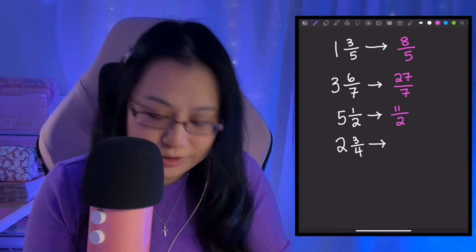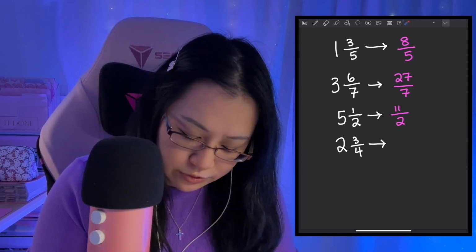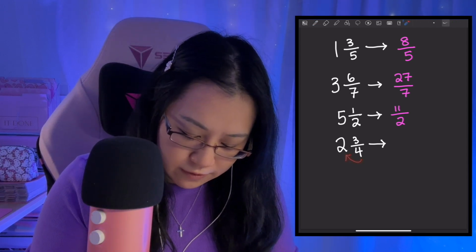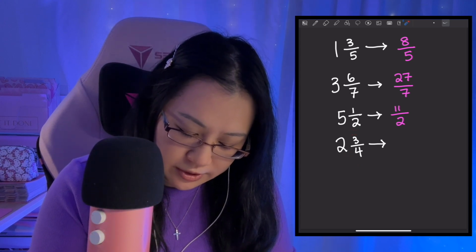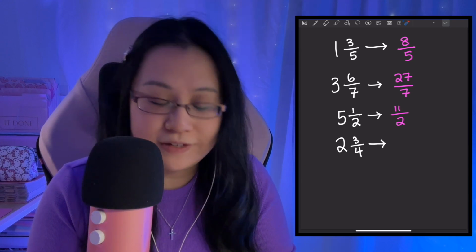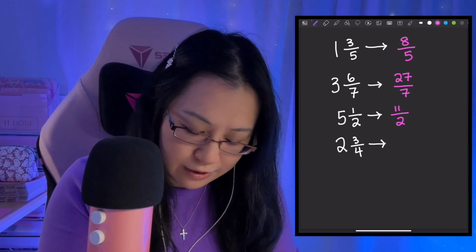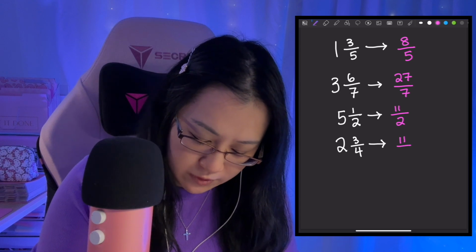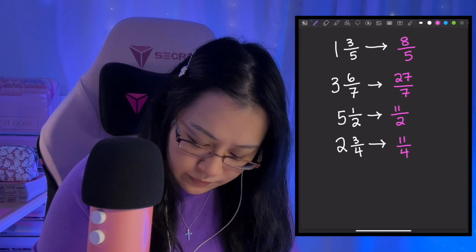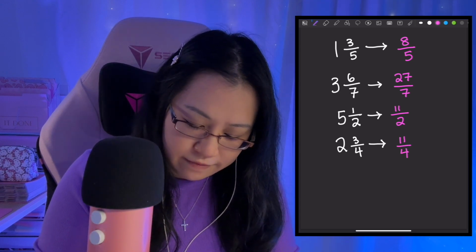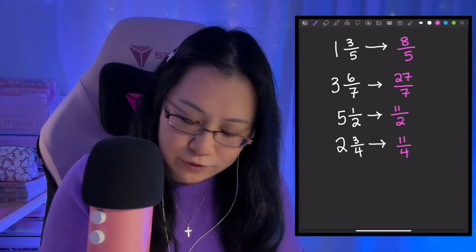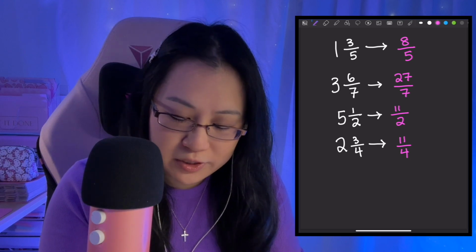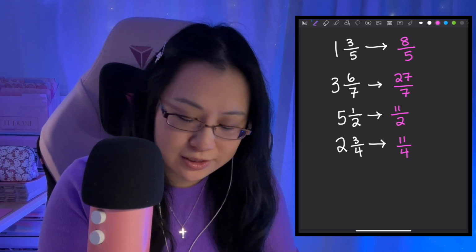11 over 2. Good. So now 2 3/4. 4 times 2 is 8. 8 plus 3 is 11. Very good. So 11 fourths. Already getting it. Very good. So like I said, the nice part is that you can go back and confirm your answers, because you can go from an improper fraction back to a mixed number.